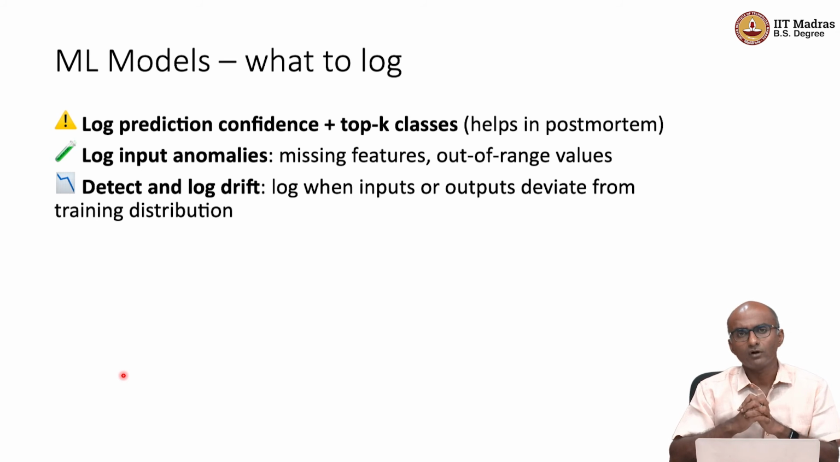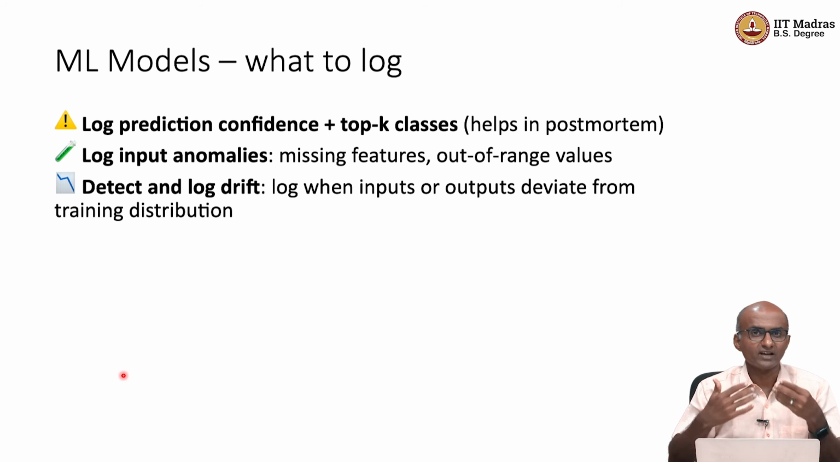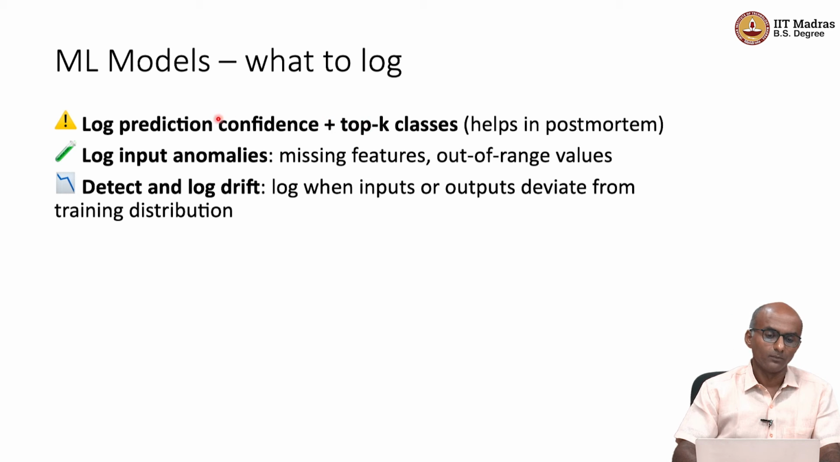Okay. For ML models specifically, what else can you log functionally? One interesting set of things that you can log would be the prediction confidence and even things like top K classes. So, especially useful for LLMs.